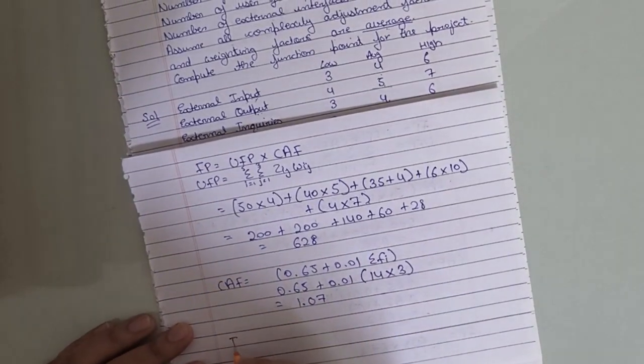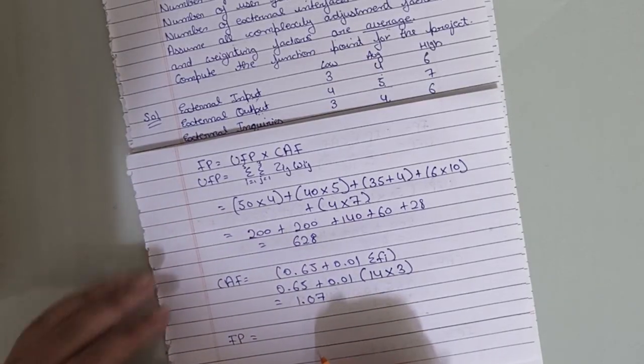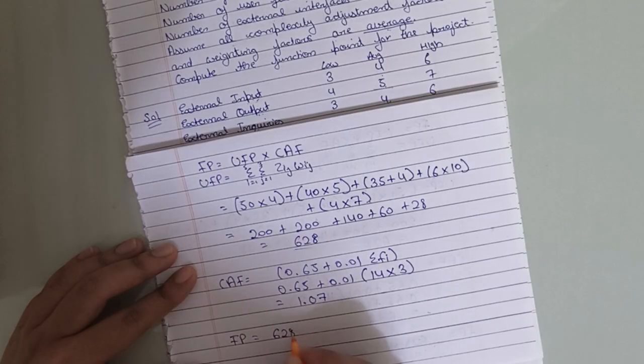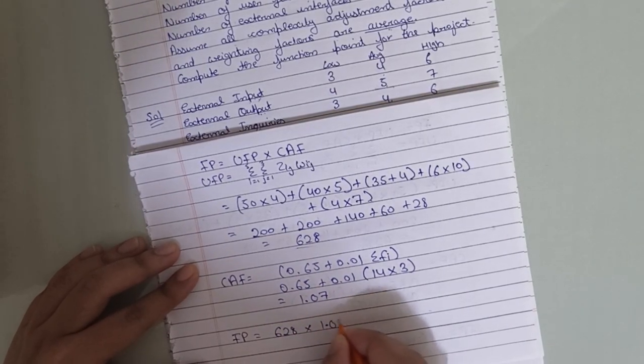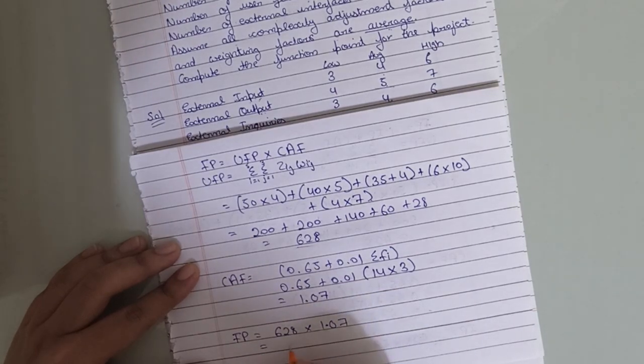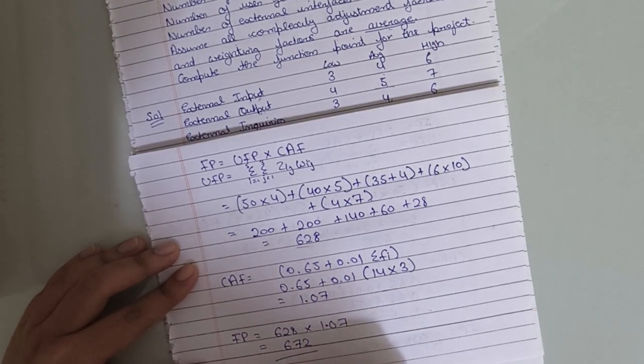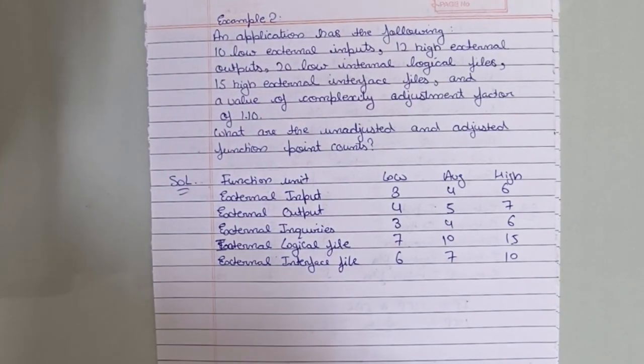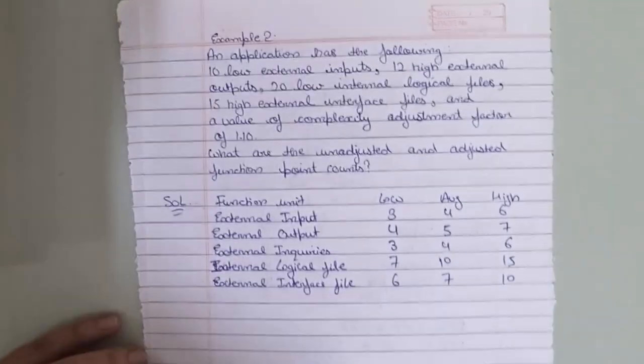So now calculate the final answer, FP function point. UFP is 628 into CAF 1.07 and the final answer is 672. So level up. Let's solve the second example.